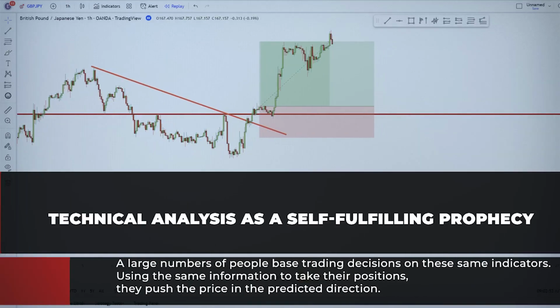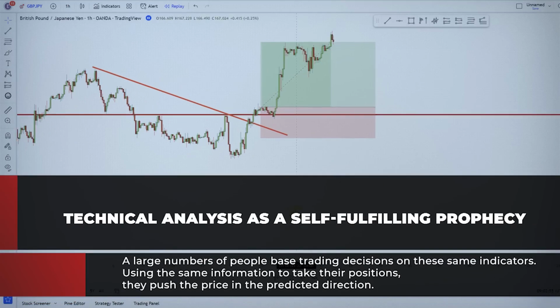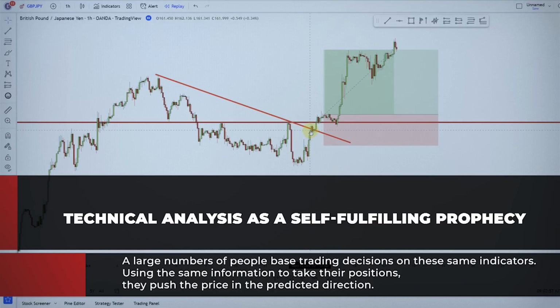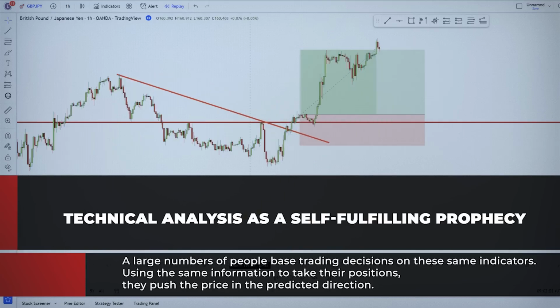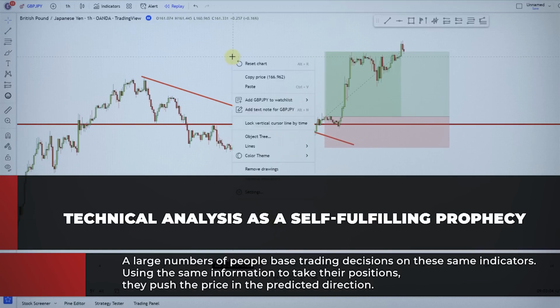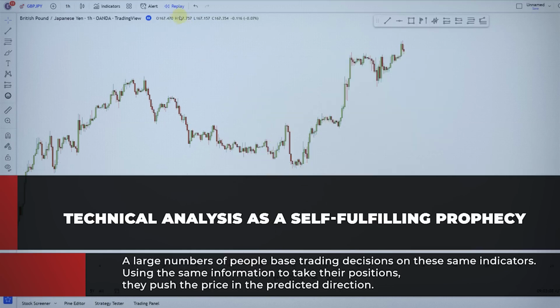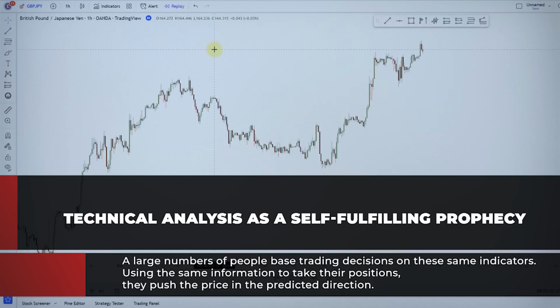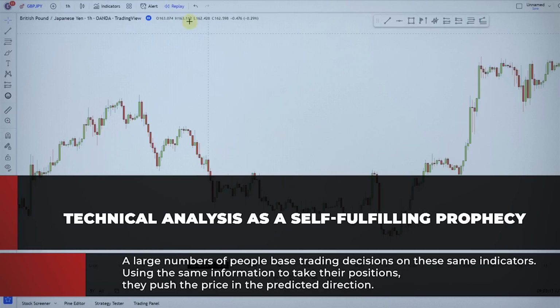Those who see technical analysis as a self-fulfilling prophecy argue that these indicators are right only because a large number of people base their trading decisions on the same indicators, thereby using the same information to take their positions and in turn push the price in the predicted direction.